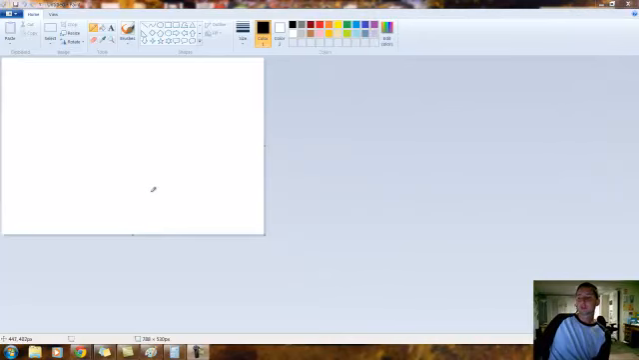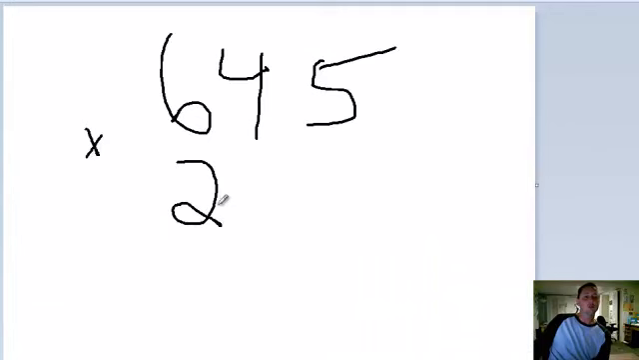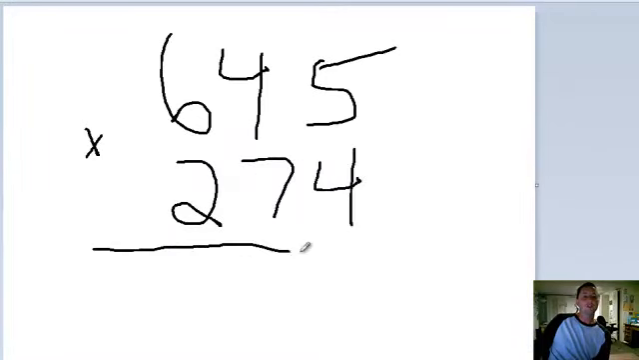Okay, this is called criss-cross multiplication. Just take any two three-digit numbers, let's say 645, and we're going to multiply it by, let's say, 274. And watch how we do this.